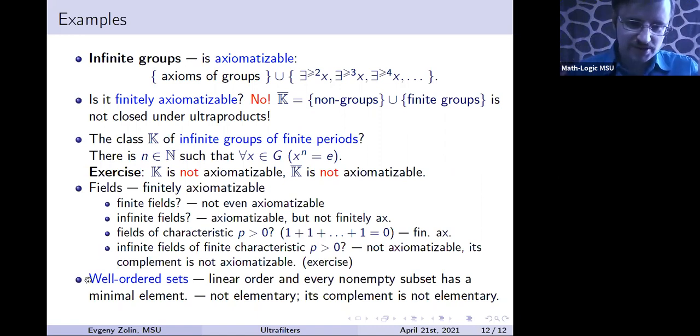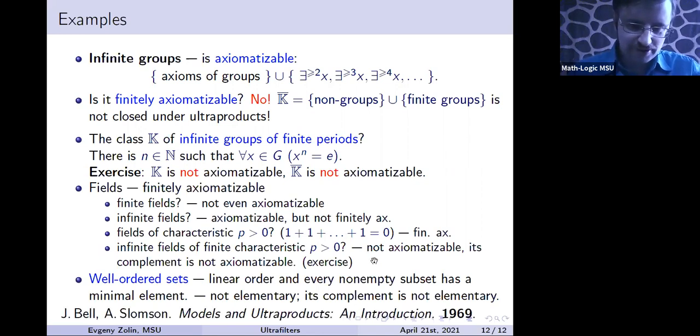And the class of well-ordered sets is not on the lower levels. It is not finitely axiomatizable. It is not even axiomatizable. Its complement is not axiomatizable. So it is not in room number 1, 2, 3. And moreover, it is not in room number 4. It cannot be represented as a union of axiomatizable classes. So it is a very, very non-elementary class in some sense.